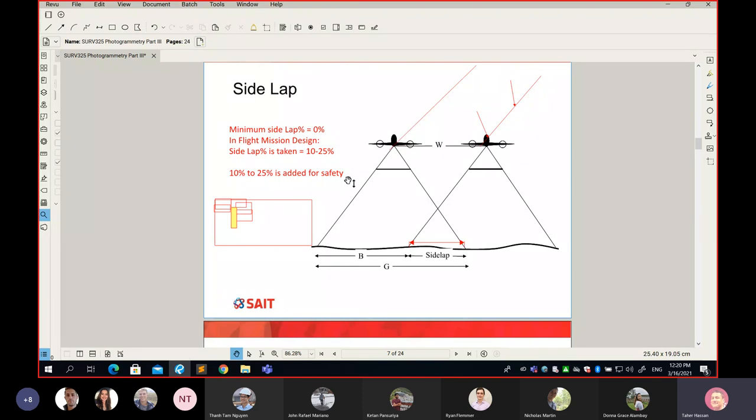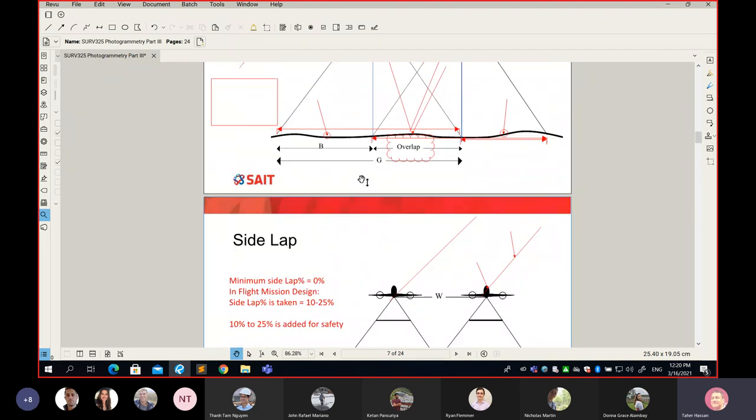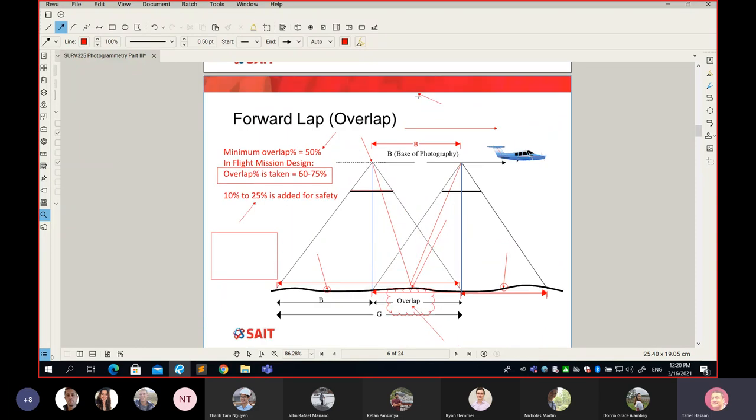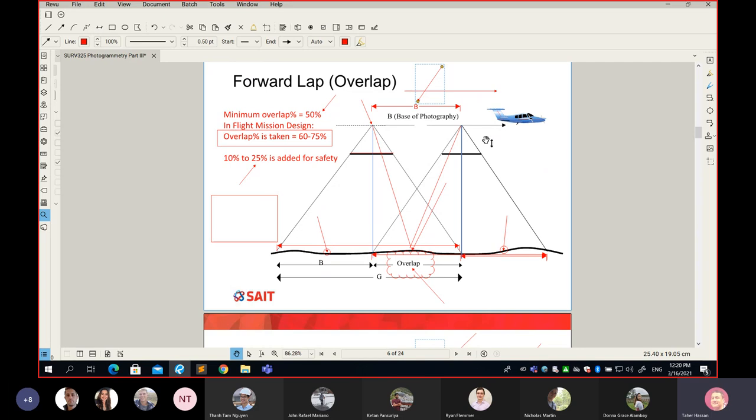You know what, 20 years ago, before the advancement of tablets and cell phones and all those things, we used to do manual calculations. Because look at this, please. The amount of overlap controls the base of photography. So if I have a smaller overlap percentage, what happens to the B? When I have a small overlap percentage, does the base of photography get bigger or smaller? Bigger. It gets bigger.